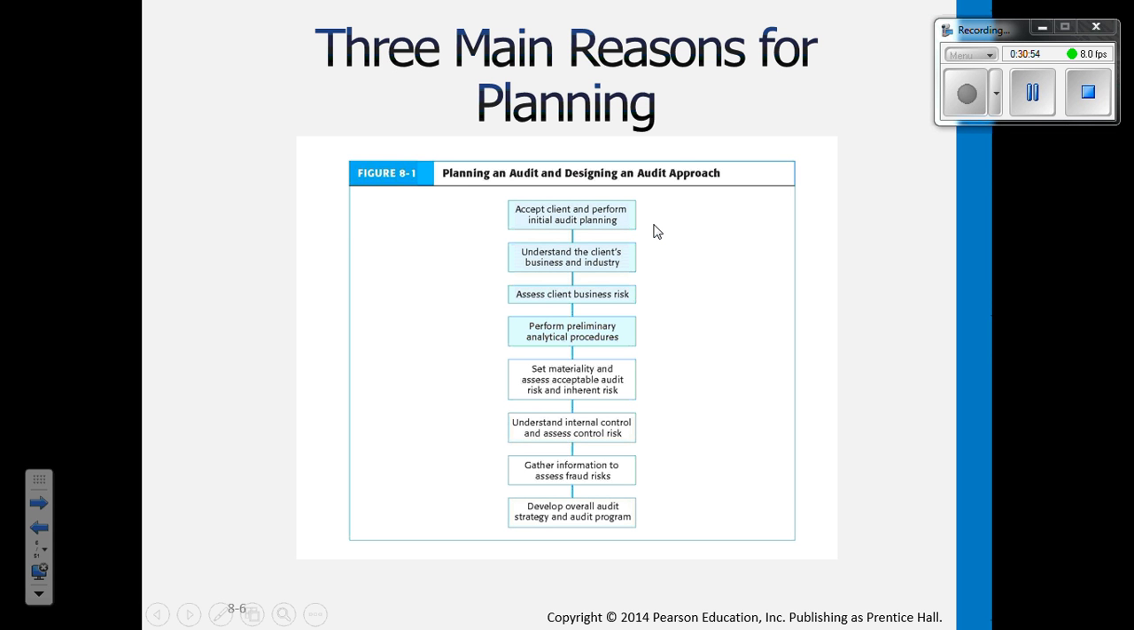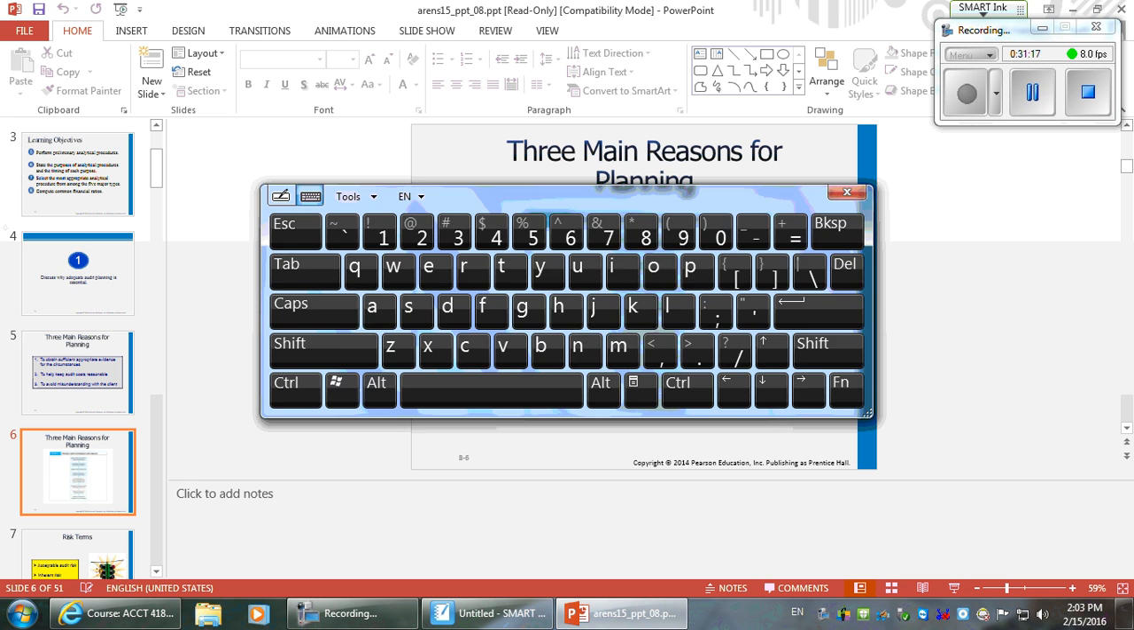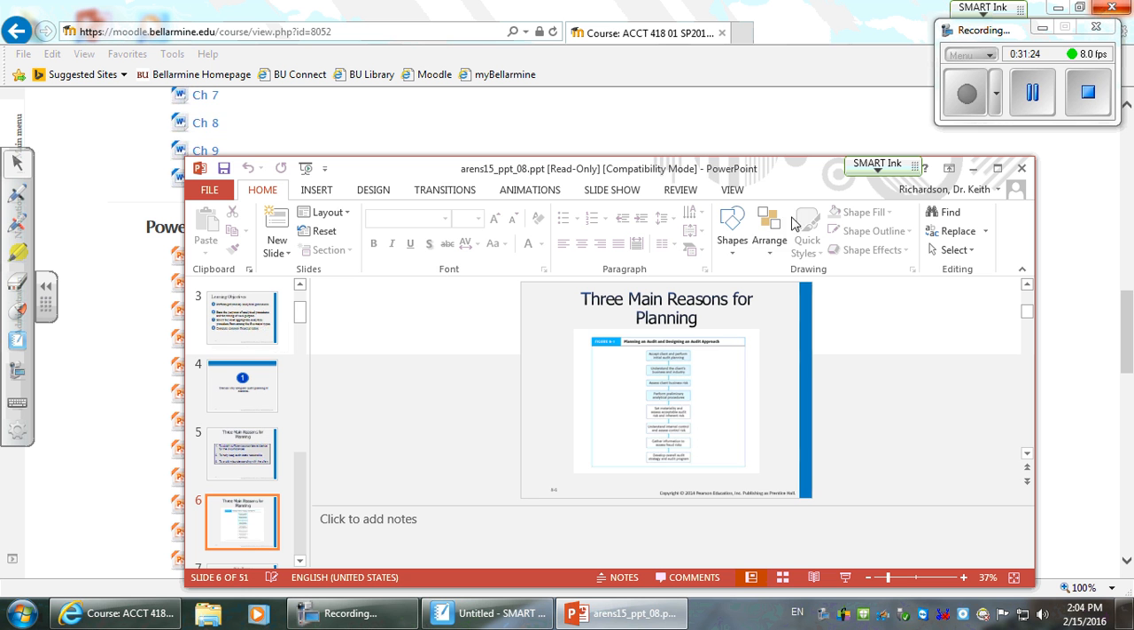So here's what audit risk is composed of, and we'll have this to go along. See if I can actually write on this thing. I don't know. Let's try. Now it's trying.